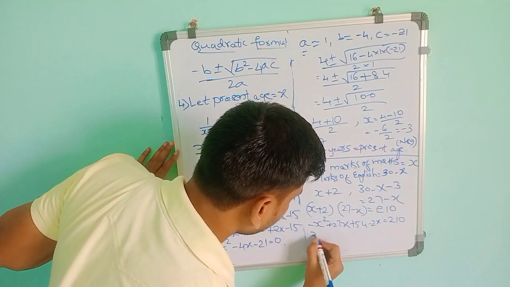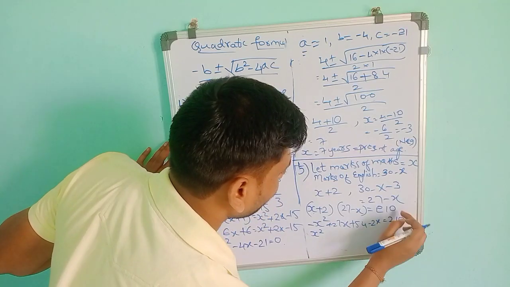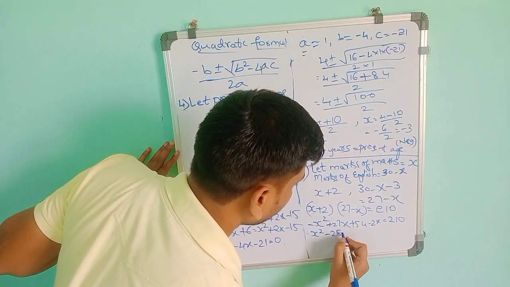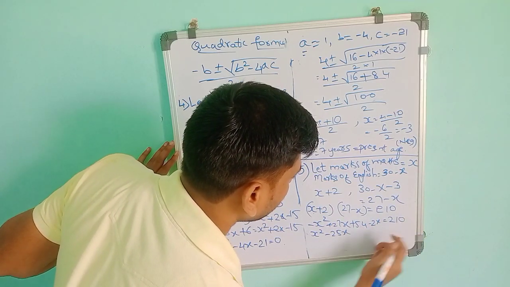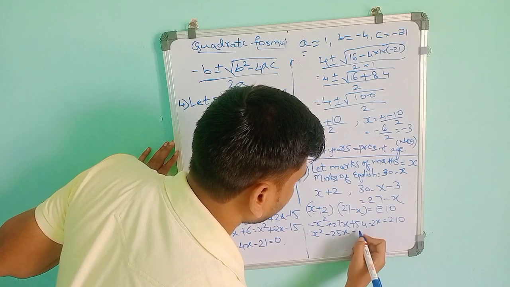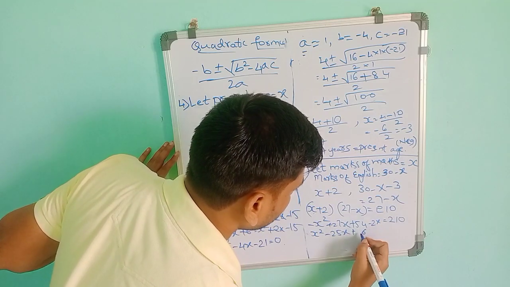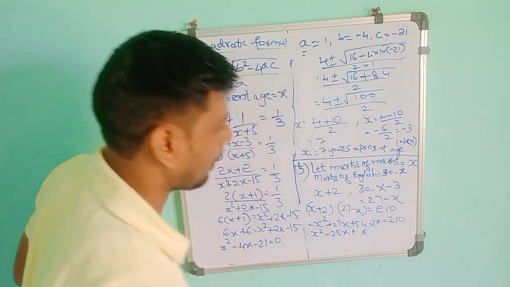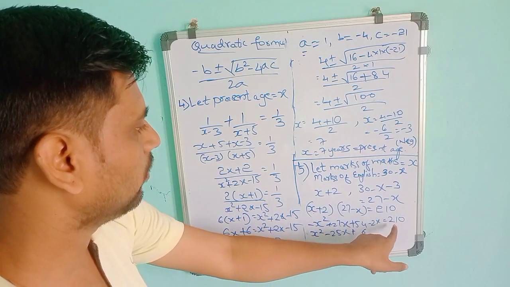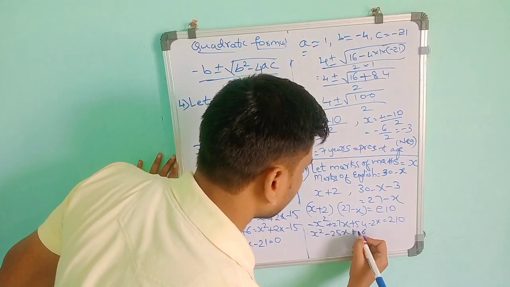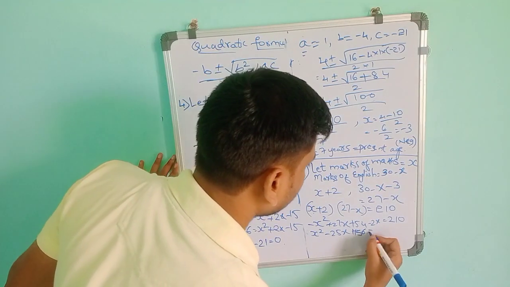So it will become x square, 27x minus 2x. It will be 25x. But if we bring it to this side, it will become minus 25x. Minus 25x. This is 54. It will come to this side. 210 minus 54. 210 minus 54 is 156. 156 equal to 0.